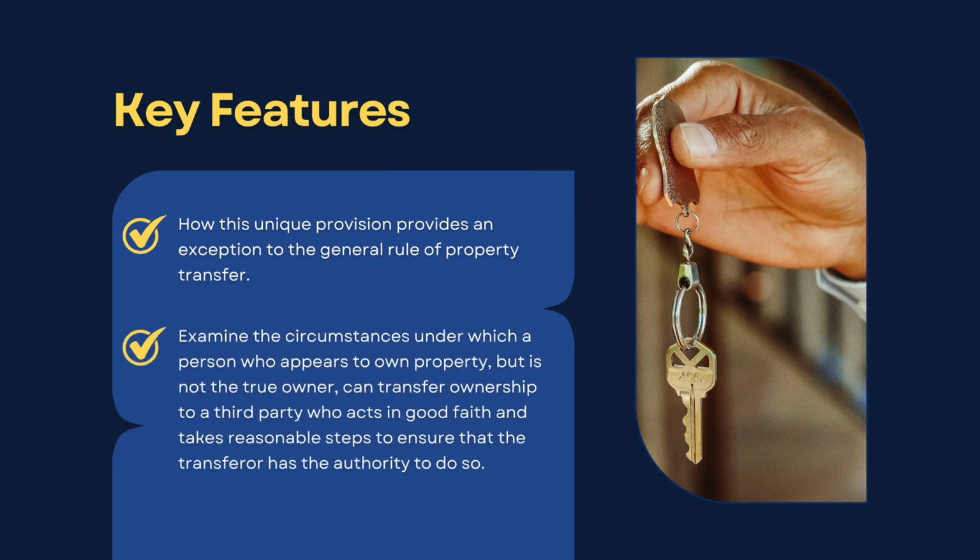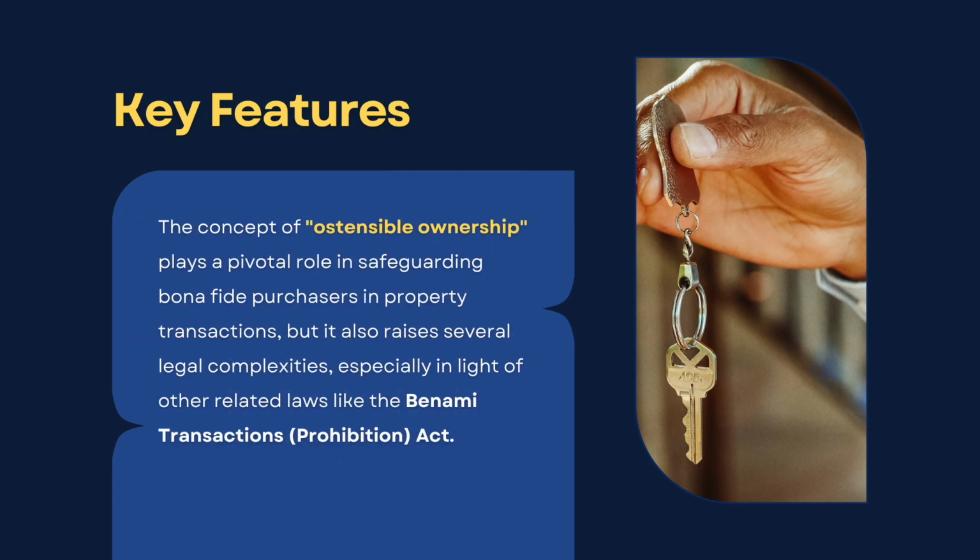Very specifically, we will examine the circumstances under which a person who appears to own property but is not the true owner can transfer property to a third party who acts in good faith and takes reasonable steps to ensure that the transferor has the authority to do so. The concept of ostensible ownership plays a pivotal role in safeguarding bona fide purchasers in property transactions.